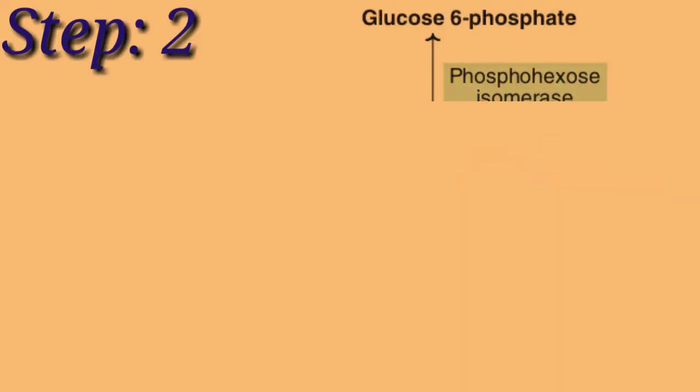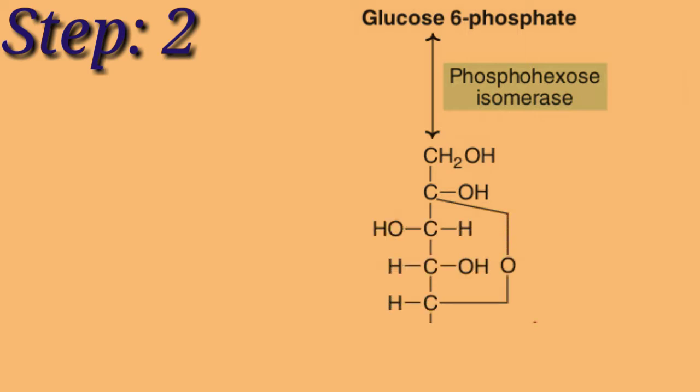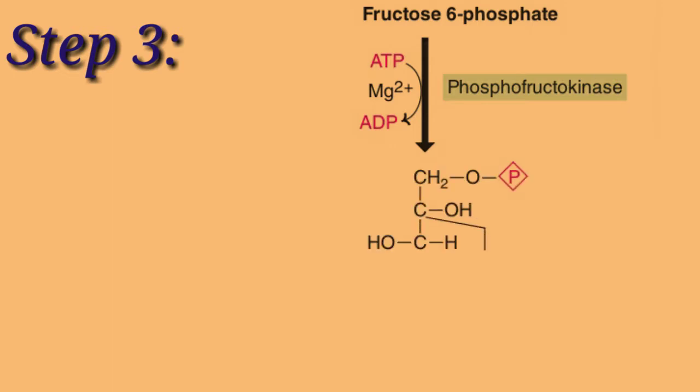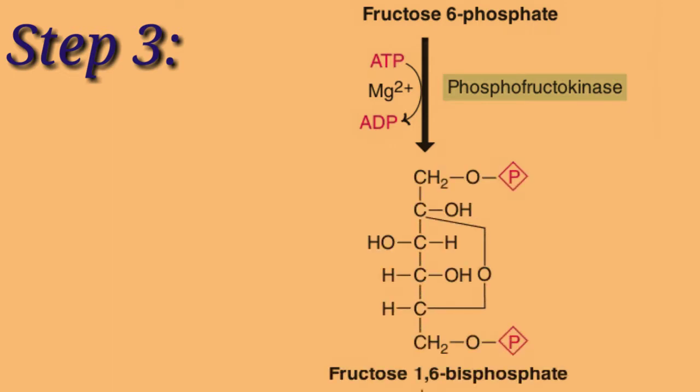Then glucose 6-phosphate undergoes isomerization to give fructose 6-phosphate in presence of the enzyme phosphohexose isomerase and Mg2+. In the third step, fructose 6-phosphate is phosphorylated to fructose 1,6-bisphosphate by the phosphofructokinase enzyme. This is an irreversible and a regulatory step in glycolysis.